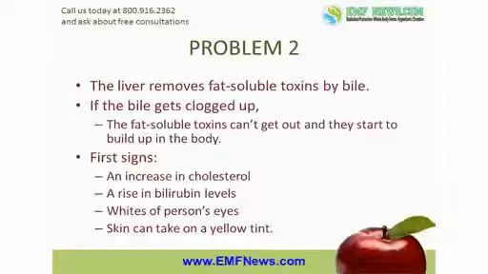In addition to the levels of cholesterol rising, bilirubin levels can also begin to rise. If they get to be bad enough, you can see the whites of a person's eyes, and sometimes their skin, take on a yellow tint. The technical term for this is jaundice.